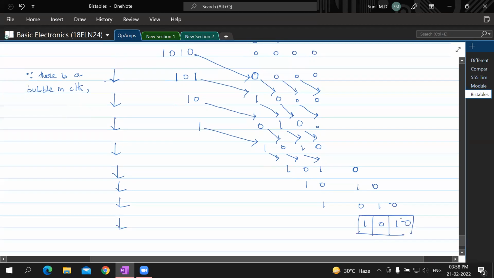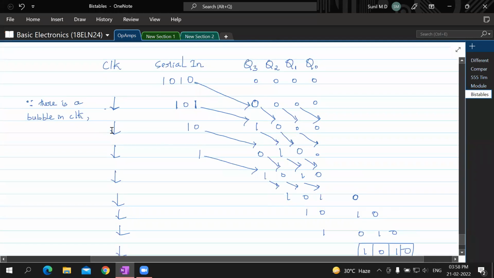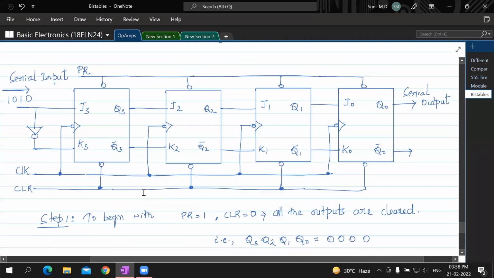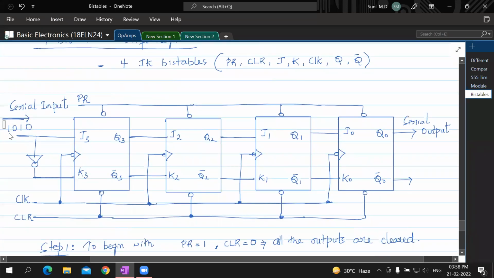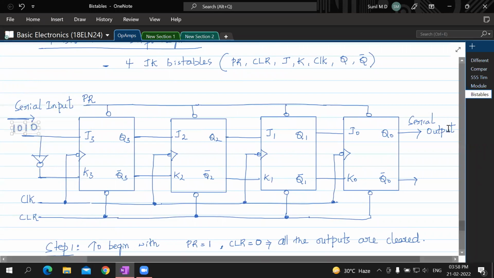And for all these bits to come out serially, how many clock cycles do you need? 1, 2, 3, 4, 5, 6, 7, 8. 8 clock cycles you need to bring this data, which is here outside, to come here. For this serial data 1010 to come through these registers to here, it needs 8 clocks. That is possible, is what is written here.